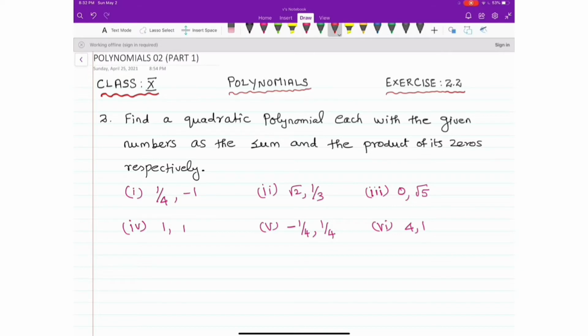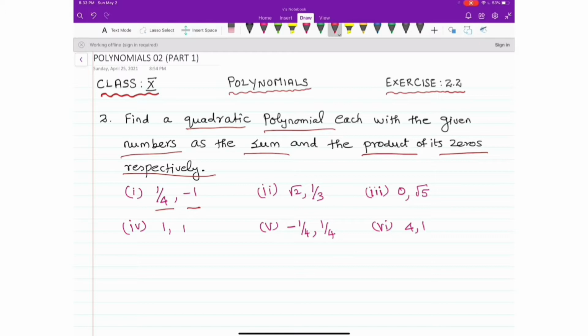Here, you have to find a quadratic polynomial, each with the given numbers as the sum and the product of its zeros respectively. The first subdivision, you have been given 1 by 4, minus 1. That means 1 by 4 here is the sum of the zeros of the required polynomial and minus 1 is the product of the zeros of the required polynomial. So let's do one by one.